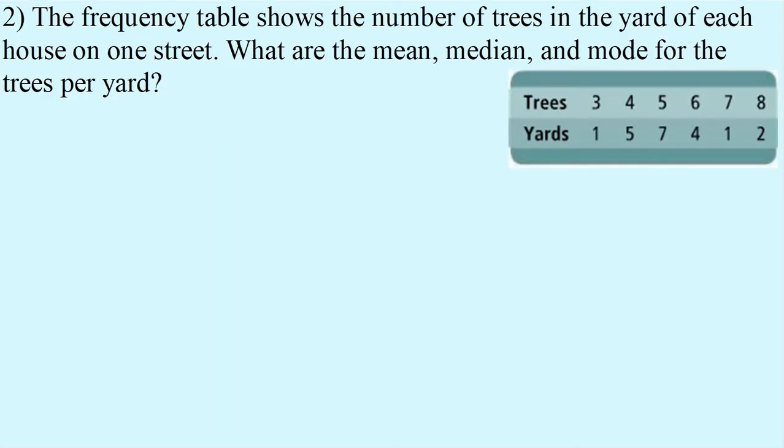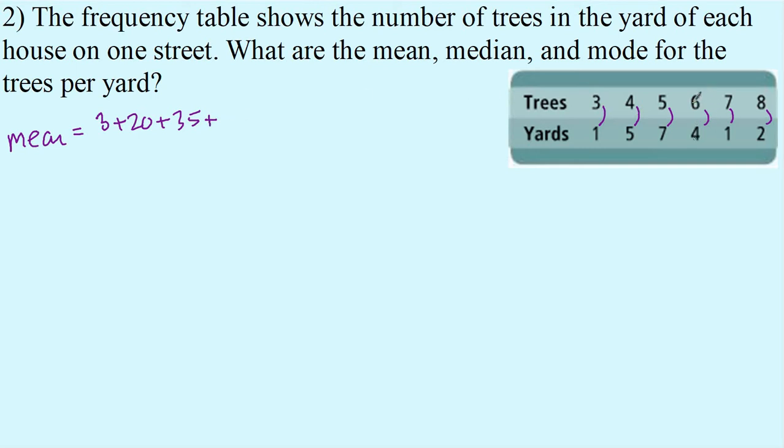Let's do another example. On this one, we have the number of trees in each yard. So we have 1 three, 5 fours, 7 fives, right? To do the mean, all we have to do is multiply them. So 3 plus 20 plus 35, right? We're doing this times this, times this, times this. That's how we can add them all up.